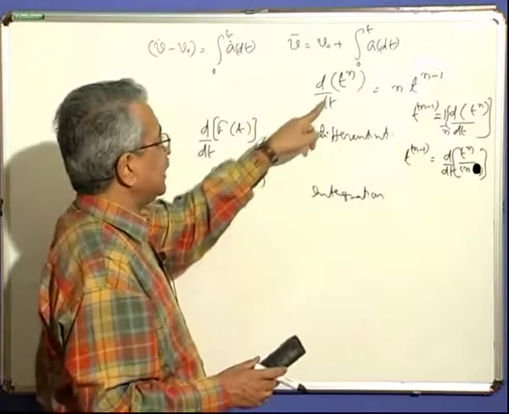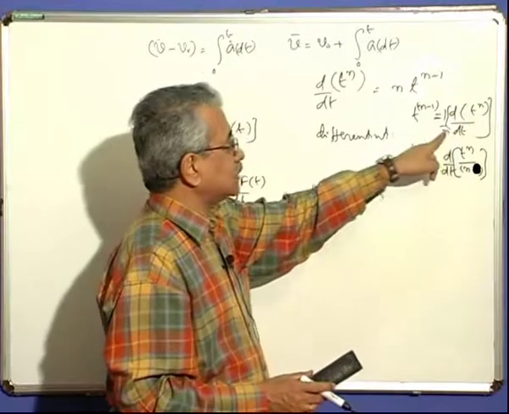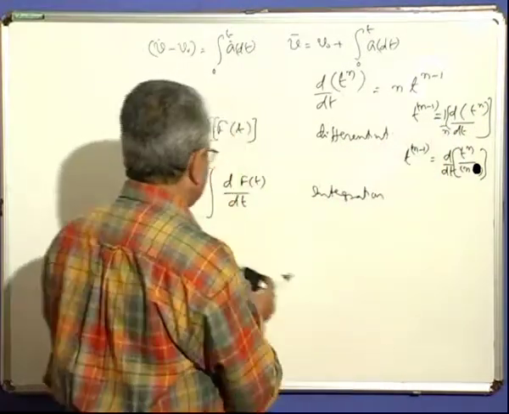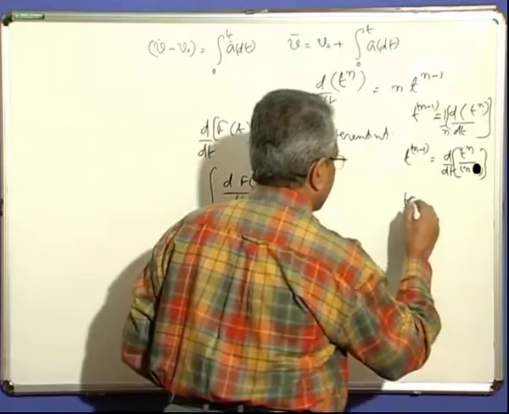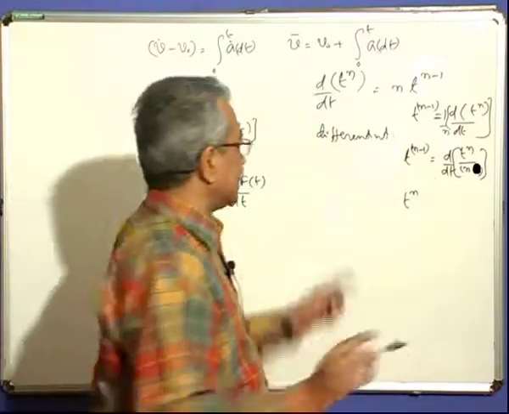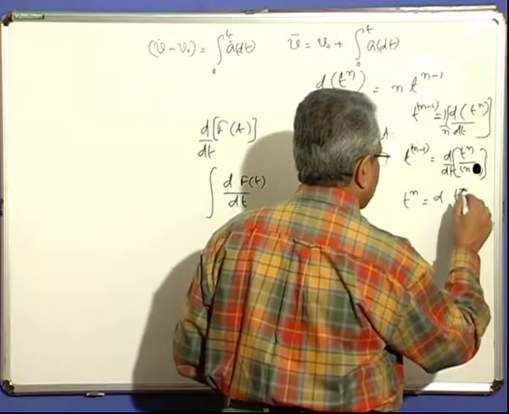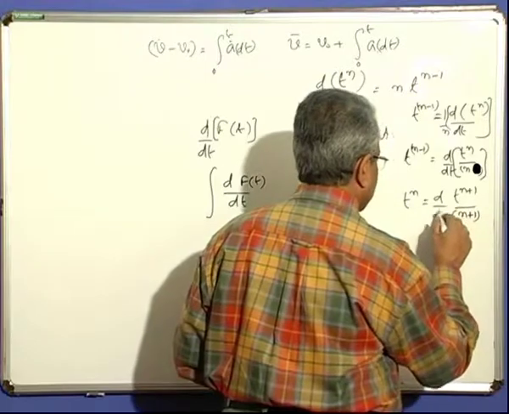So to get any function like this, you must reverse the process of differentiation, which is integration. For you to understand, I will write n instead of n minus 1. So this equation becomes t^n equals d(t^(n+1)/(n+1))/dt.